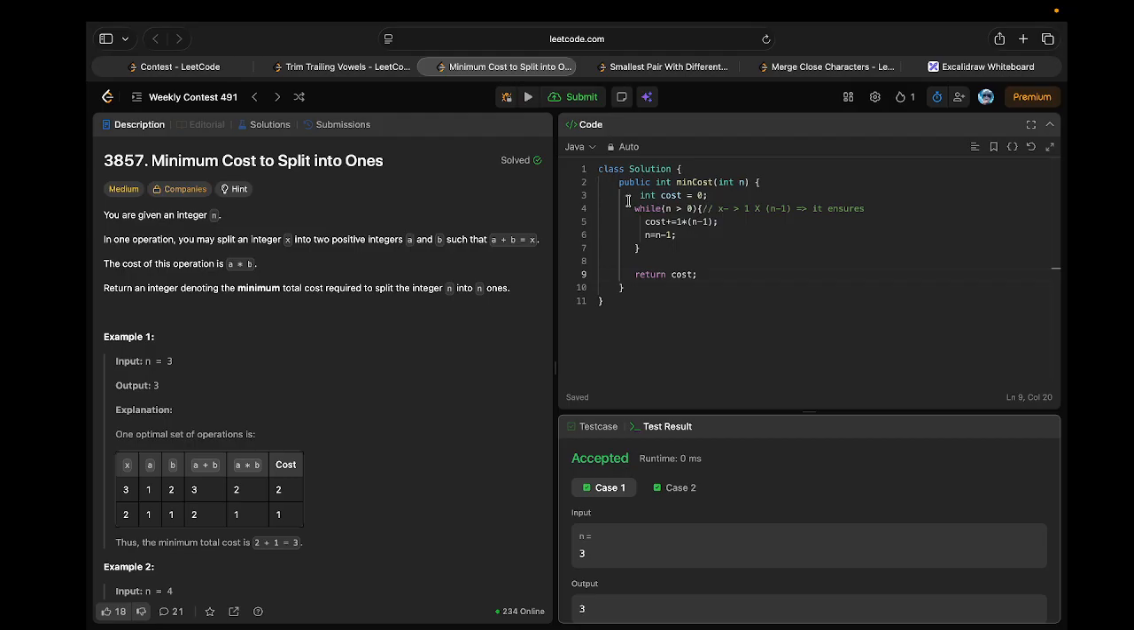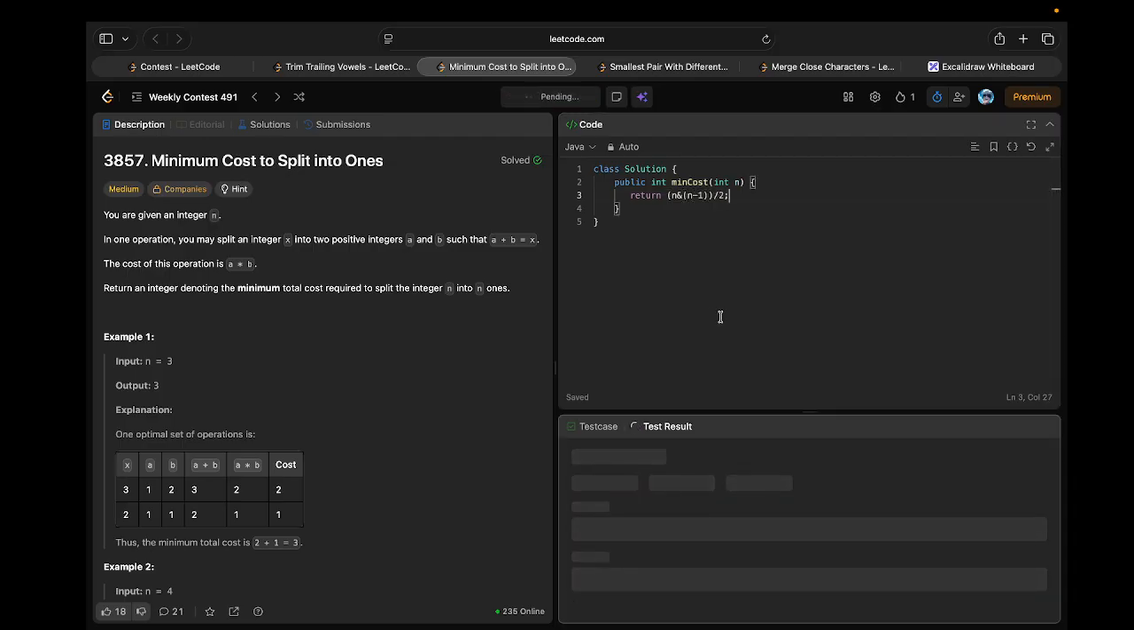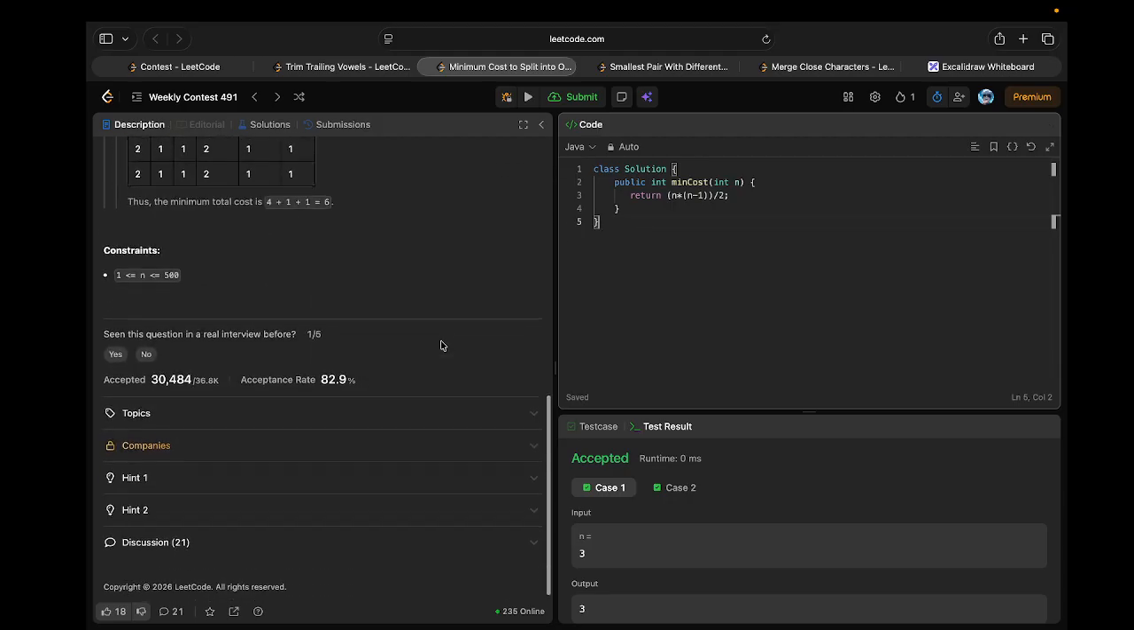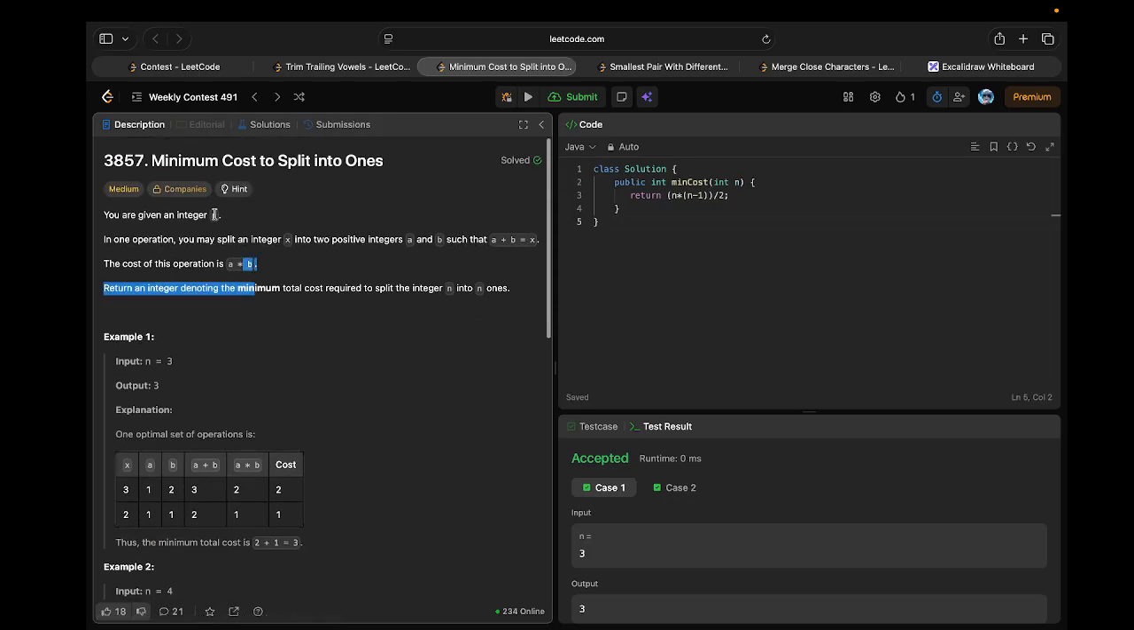And there is one more approach, or you can say a mathematical way: n minus 1 by 2. If you run this single line of code, it is also going to work because this is the main idea behind this particular problem, right? So this is it, and the time complexity is O(1) and space complexity is also O(1), and you see that most people are able to solve it because it is more mathematical, right? So this is about the second problem.